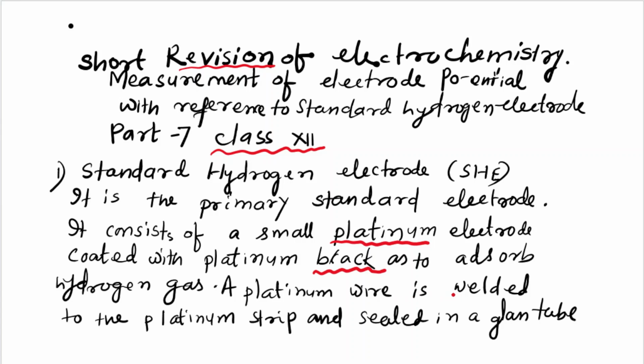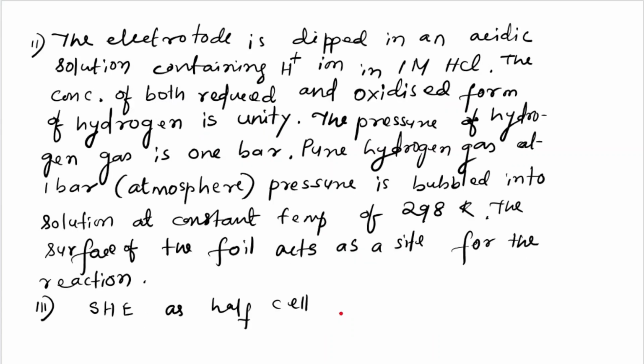How to prepare that platinum electrode? A platinum wire is welded to the platinum strip and sealed in a glass tube. The electrode is dipped in acidic solution. How to prepare S.H.E., the standard hydrogen electrode? That electrode is dipped in an acidic solution of H+, that means hydrochloric acid having strength 1 M. What is the molarity? 1 M.